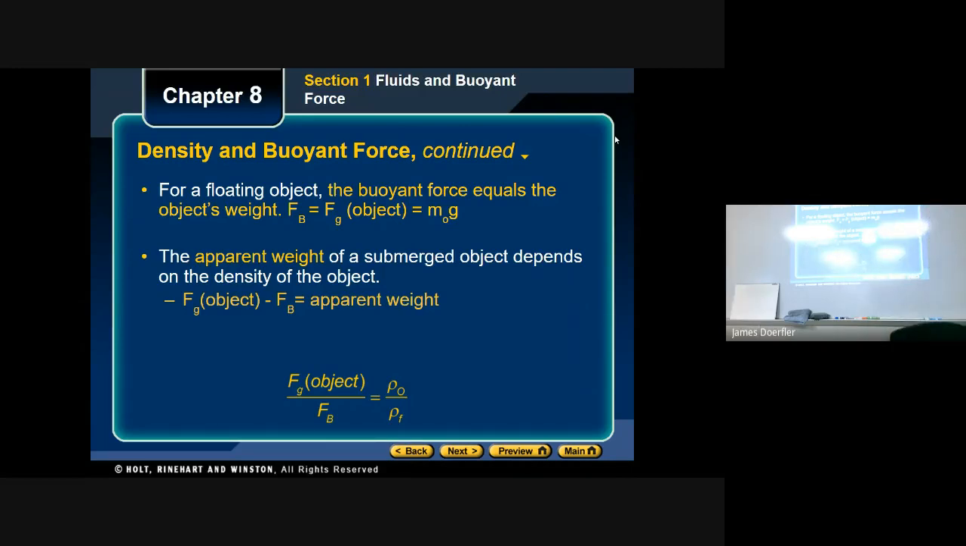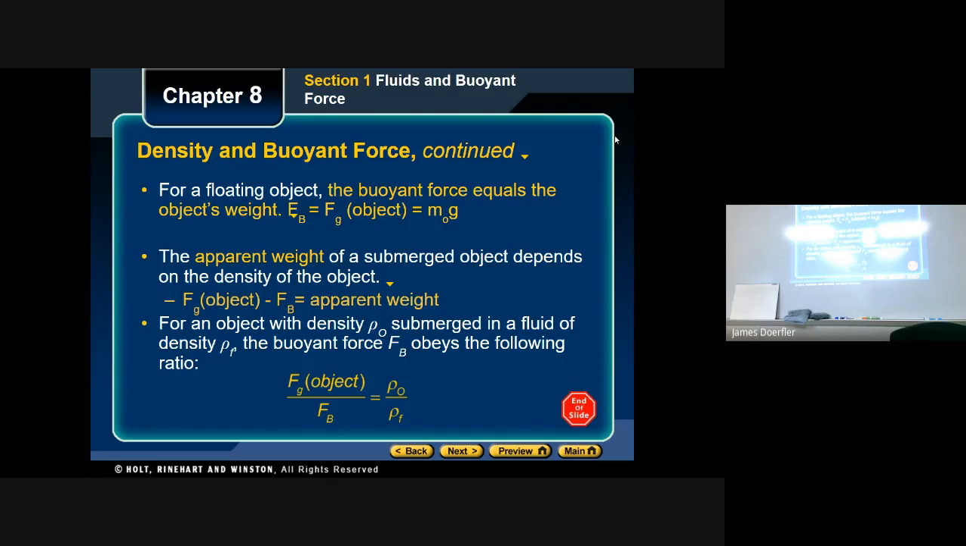So again, essentially the mass of the object minus the buoyant force gives us our apparent weight. So with all of these put together that we've seen thus far, we get this ratio. For an object with density rho, submerged in a fluid of density rho f, the buoyant force, FB, obeys the following ratio. This ratio we can use to help us find any of those four variables. So this is one of your last formulas right here.